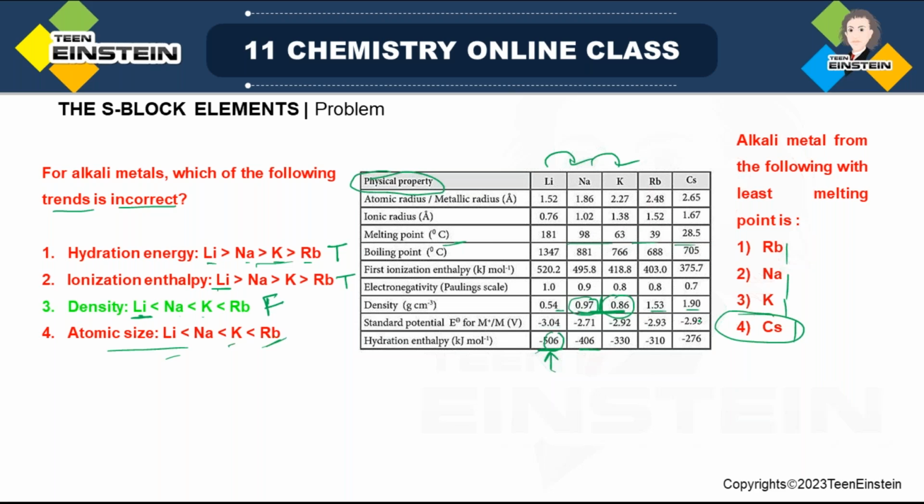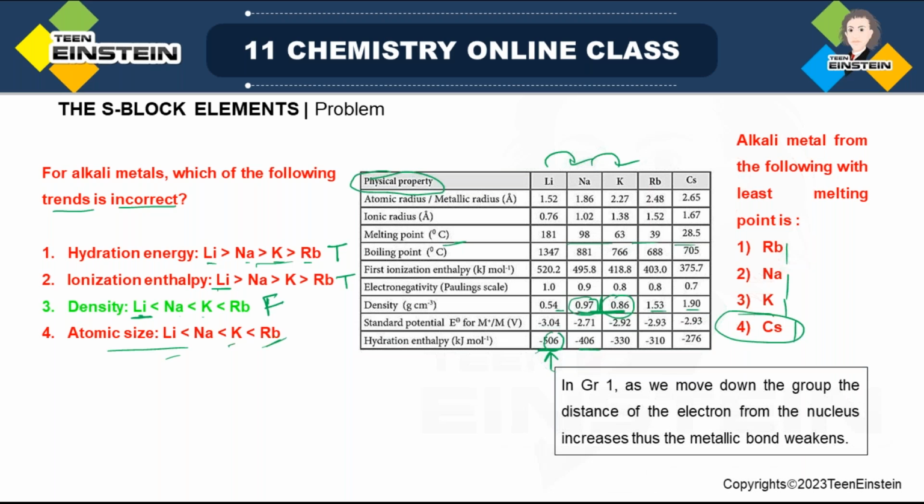But that is fine. What if we want to know the actual reason behind it, why it is decreasing down the group? Then the reason is, in group 1, as you are moving down the group, the distance of the valence electron from the nucleus, from the center, is increasing. And as a result, this valence electron, which is basically involved in metallic bond formation, what is metallic bond? If you want to know in detail, you have to check the previous class. Only the valence electrons are involved here, and if these valence electrons are far from the attraction of the nucleus, they can move very easily.